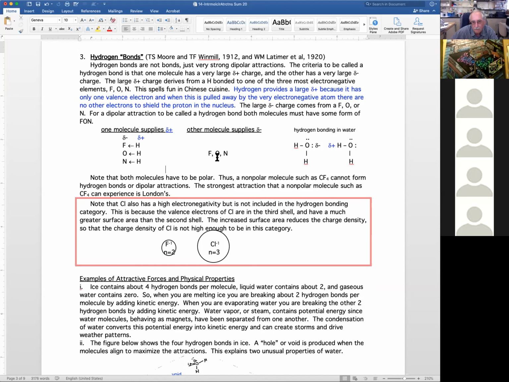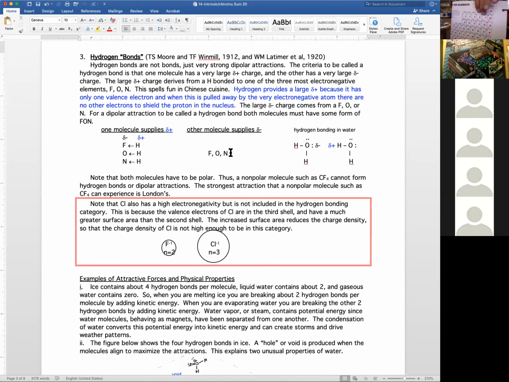So if you took me at my word and you went to the periodic table and you looked to see if F, O, and N were the three most electronegative elements, you would find out that not exactly. Chlorine actually has a higher electronegativity than nitrogen. But why do we not include chlorine in this analogy?